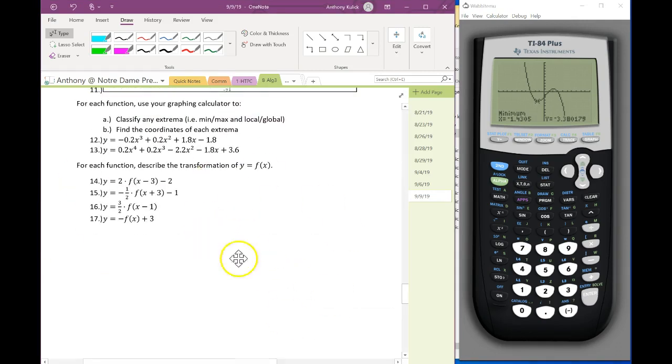And the last questions are similar to what you did in the previous homework assignment. So we're going to identify the transformation. So for 14, I'd start by identifying our values for A, H, and K. What is my value for A? 2. My value for H? Positive 3. And for K? Negative 2. So then I make my list 1, 2, 3, 4.